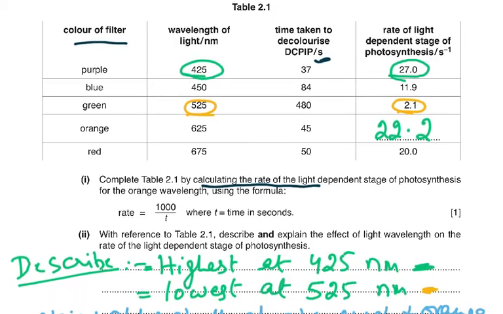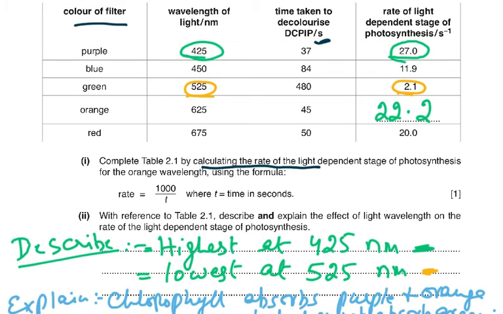Now with reference to table 2.1, if you just keep on looking at it, there's something which I want you to understand very clearly. With reference to table 2.1, describe and explain. So explain is something else and describe is something else. And if you write 10 explanations, I still cannot give you the full marks because you didn't do any describe.